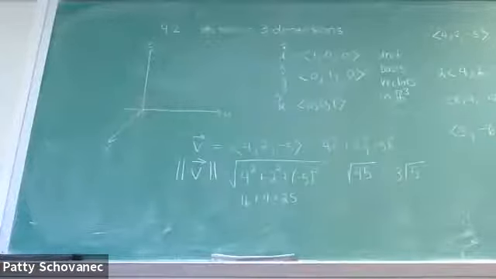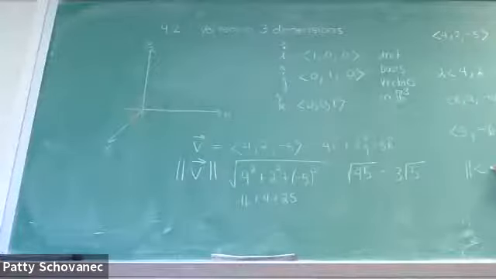Okay? So addition is done component-wise, subtraction is done component-wise, scalar multiplication component-wise, and the magnitude of the vector whose components are A, B, and C is the square root of the sum of the squares of the parts.